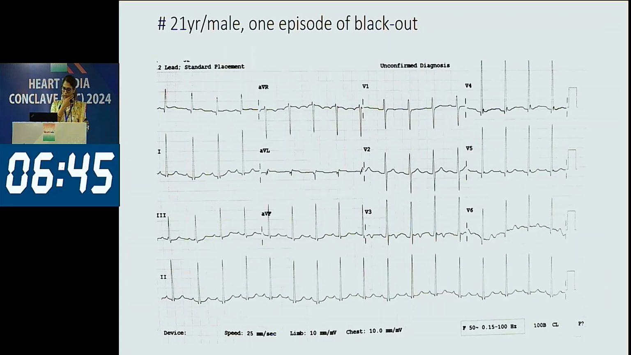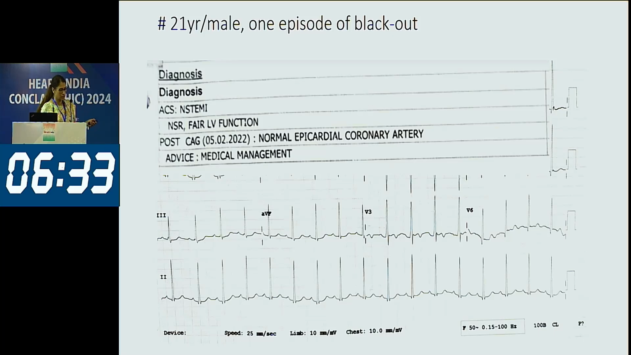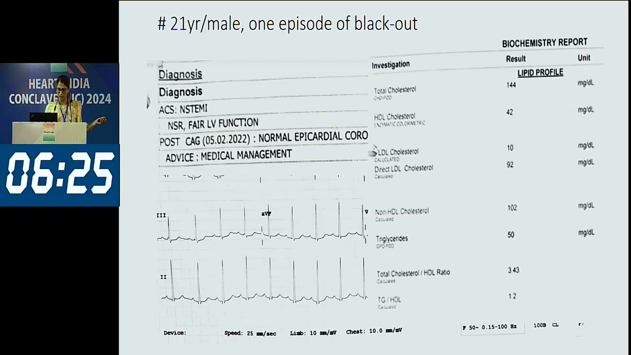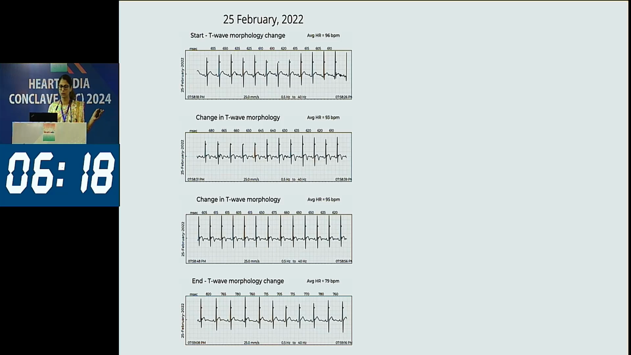This is a very interesting patient. This is comparatively two-year-old data. This is a 21-year-old male. One episode of blackout. He works in some hospital, and in that hospital he goes. And the usual diagnosis at 21 years, the commonest thing is NSTEMI with normal epicardial coronaries, or we make a diagnosis of recanalized LAD. And we keep giving drugs, we keep bringing cholesterol down, down, down for the patient. He still has symptoms. Nothing you do.